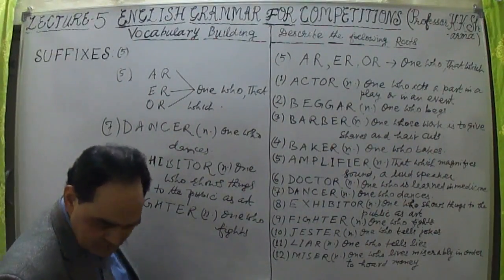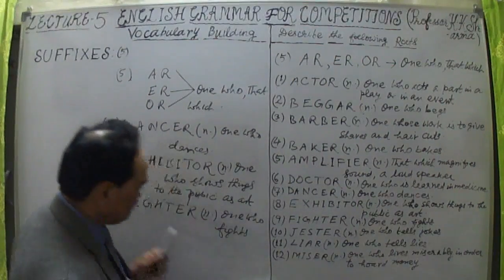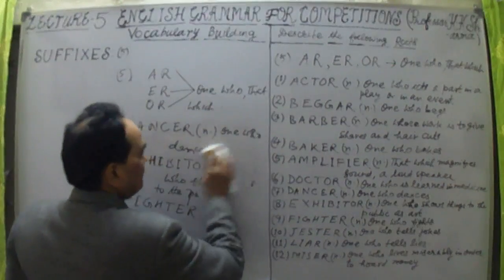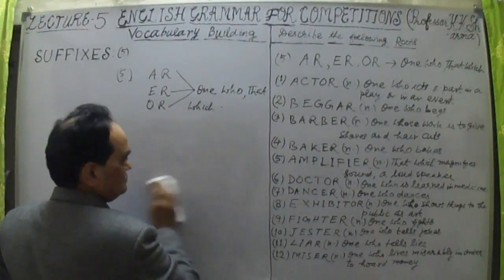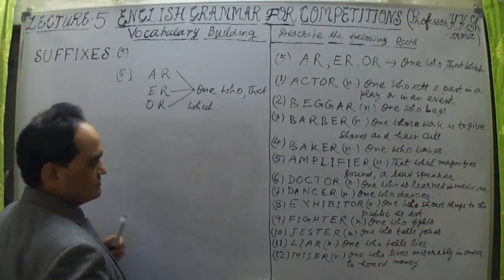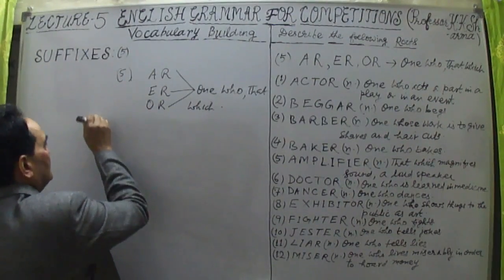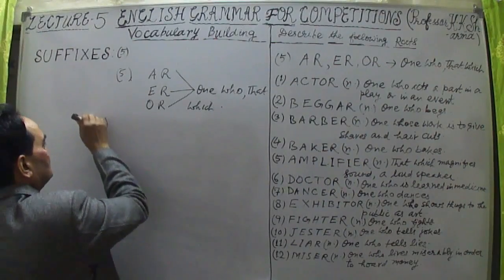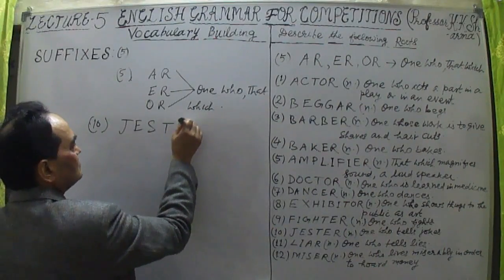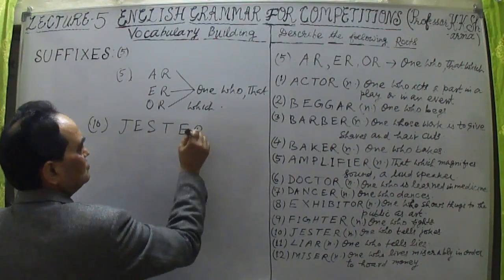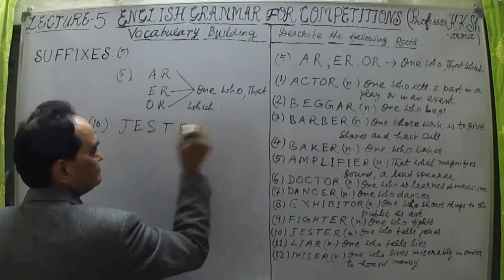So these three words are taken. Let me take further three words. Now the 10th, 11th, 12th. So 9 words I have taken till now. Now the 10th word is jester. J-E-S-T-E-R. Jester means one who tells jokes.